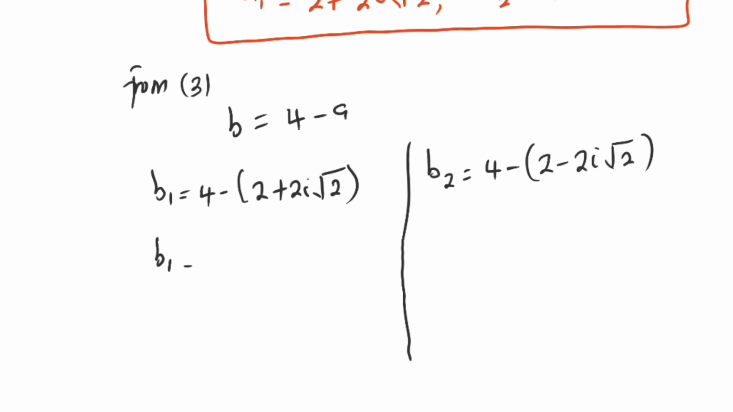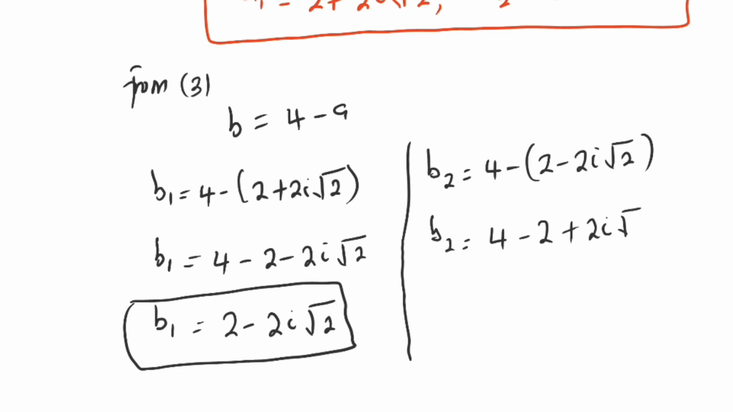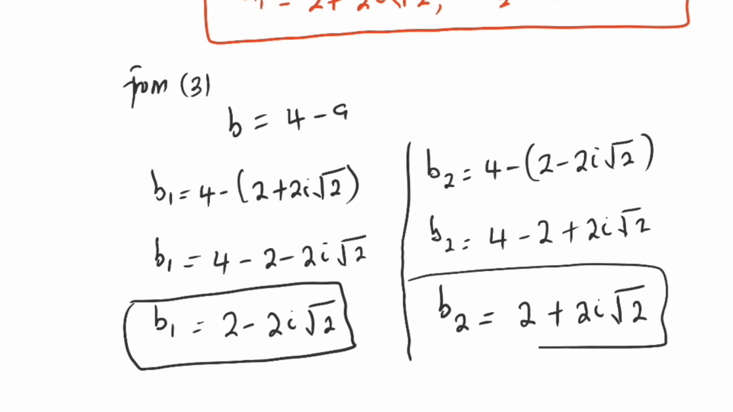Then B1 is equal to 4 minus 2 minus 2I root 2. B1 is equal to 4 minus 2, this is 2 minus 2I root 2. This is the value of B1. And B2 is 4 minus 2 plus 2I root 2. B2 is equal to 2 plus 2I root 2. This is the value of B2.